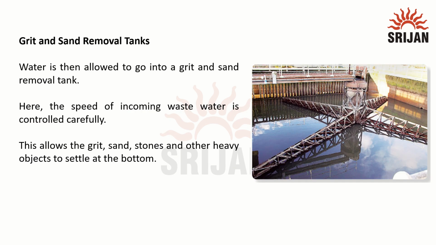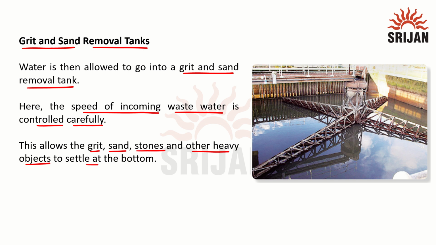Now, the second step is to remove the grit and sand. So, the water is taken to grit and sand removal tanks. Here, the speed of incoming wastewater is controlled very carefully. This allows grit, sand, stones and other heavy objects to settle at the bottom, and the clear water, or the water which contains less dense substances, will be floating on the top.